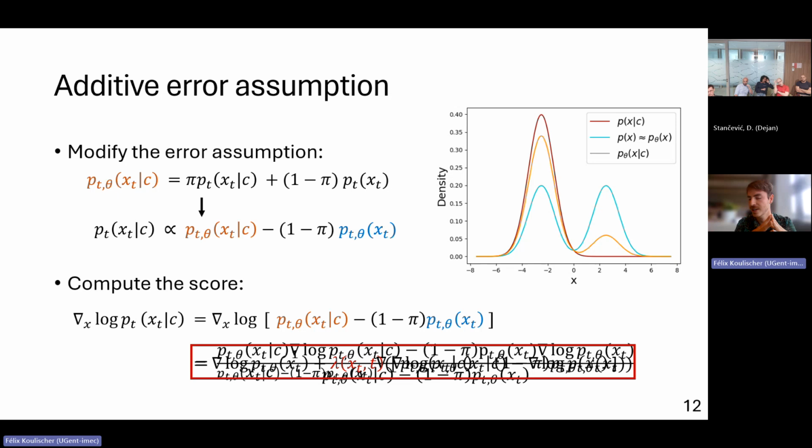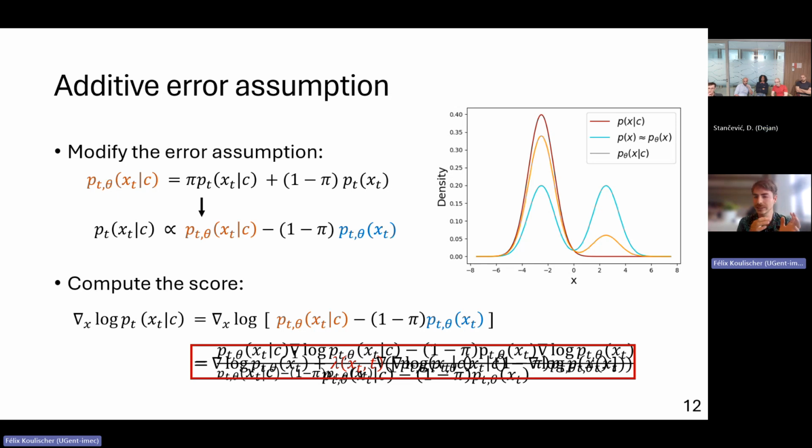The first obvious thing that you try is to see what happens if you have an additive mixture of the two. The idea here is that I have again this bimodal distribution, with the conditional distribution being only the top mode, let's say, and the unconditional being the two modes. And what we're going to assume our learned conditional model to be is a linear combination of these two.